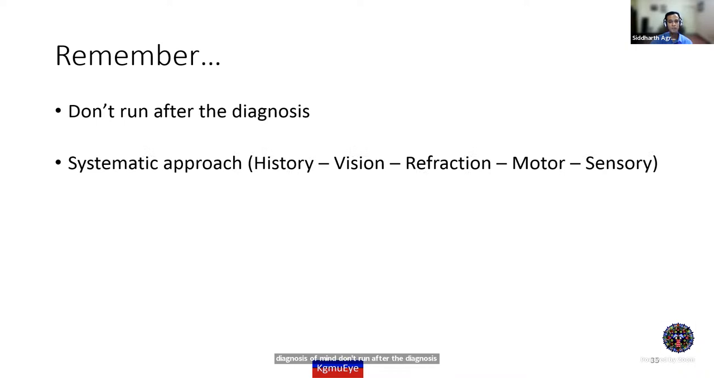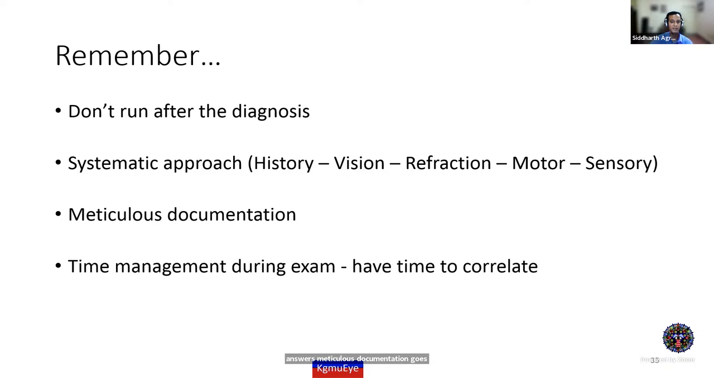Now, this is the concluding slide. So remember, systematic approach is the mainstay. Have history, vision, refraction, motor, and sensory mentioned on your answer sheet. Think about each of these and mention the answers. Meticulous documentation goes a long way. Remember to manage your time. Have time to correlate your findings.